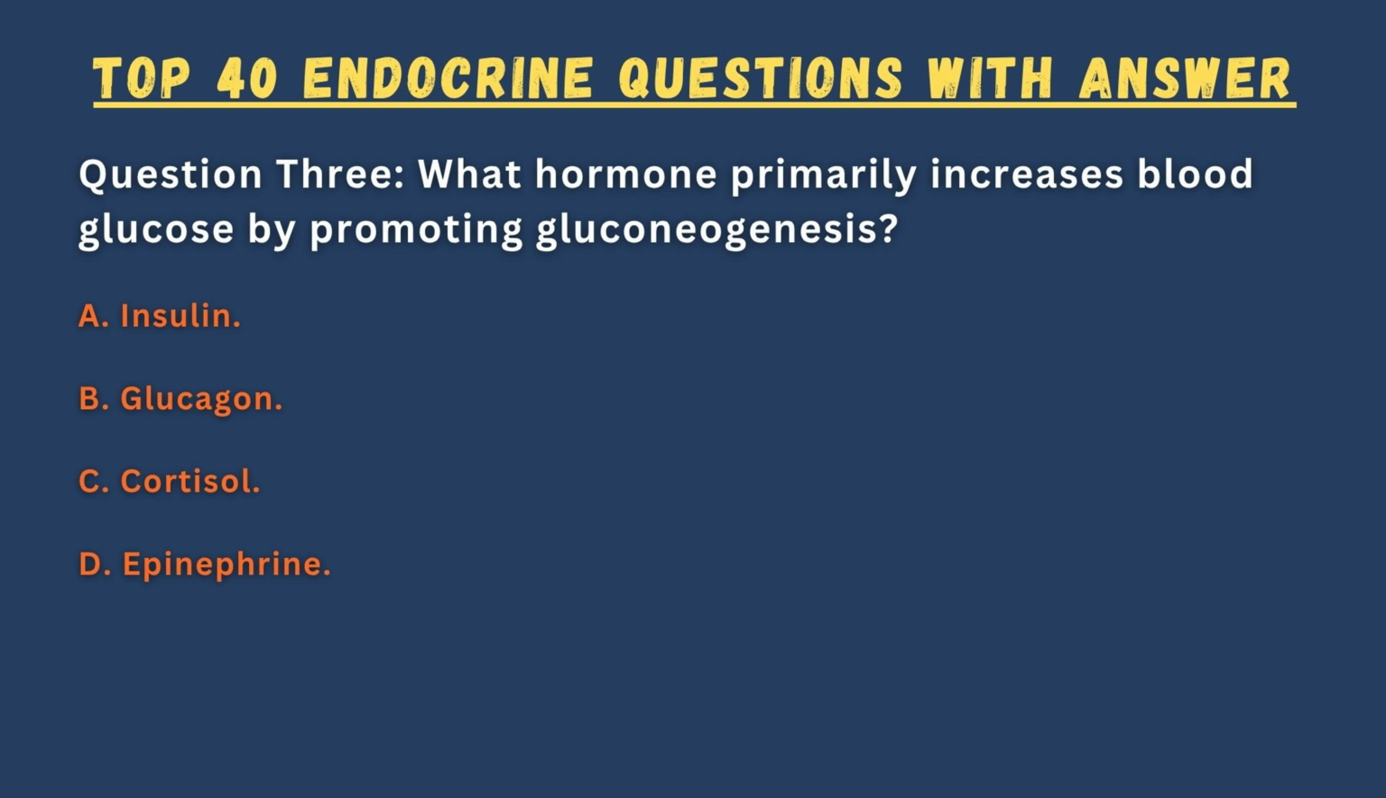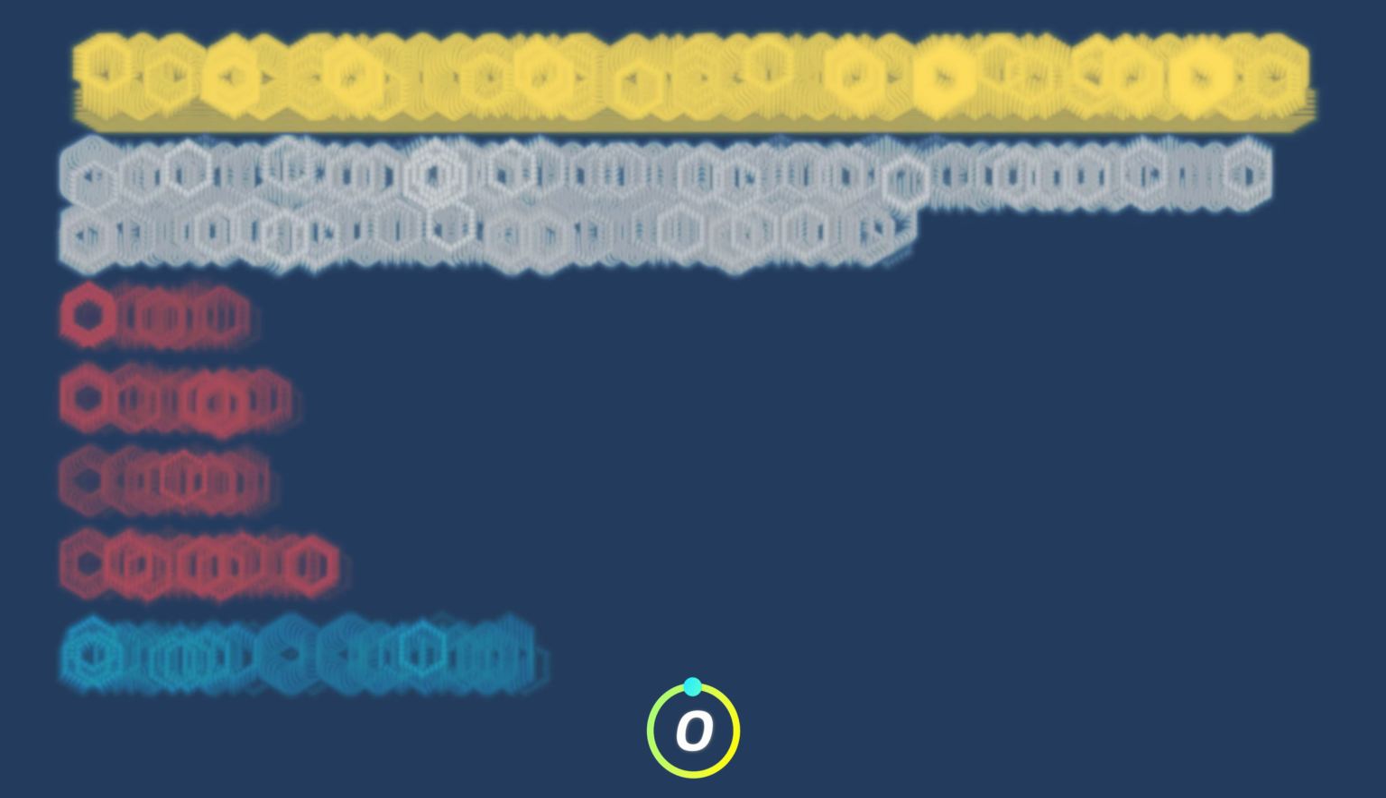Question 3. What hormone primarily increases blood glucose by promoting gluconeogenesis? A. Insulin. B. Glucagon. C. Cortisol. D. Epinephrine. Answer. C. Cortisol.